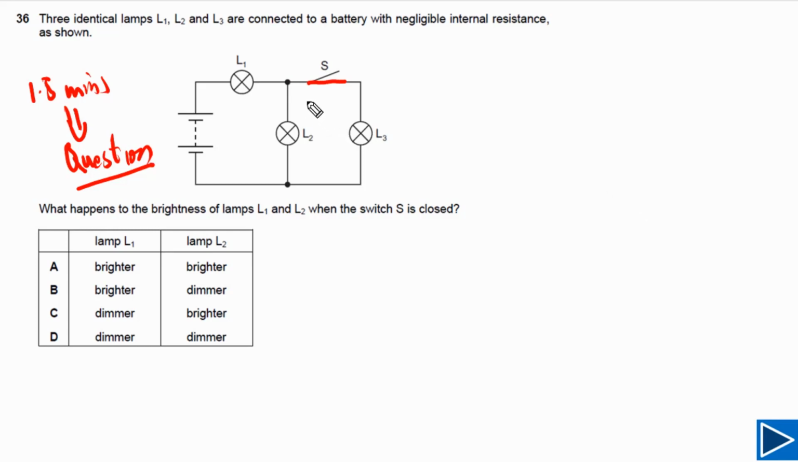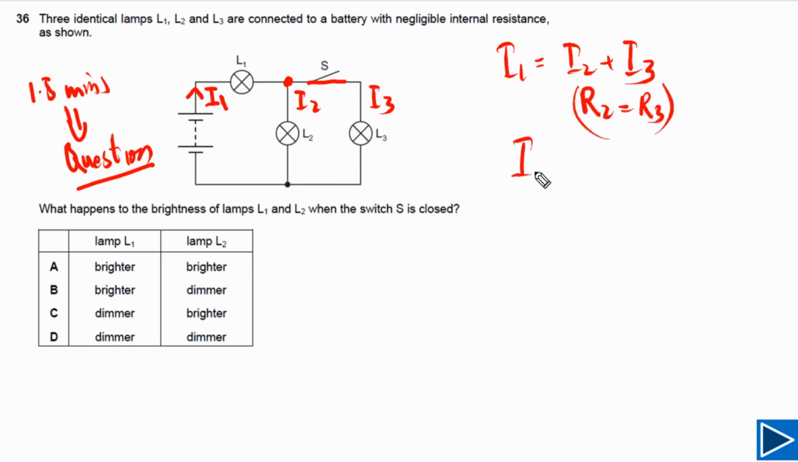So if this question was on the exam, the simple way to answer it is: the current coming from the battery, let's say this is I1, and at this point the current will split into two parts, I2 and I3. So we can write down, in this case, I1 will be equal to I2 plus I3, and as these lamps are identical, means they have the same resistance, R2 is equal to R3, so we can say that I1 is equal to 2 times I2. So simply you can say I1 is greater than I2.